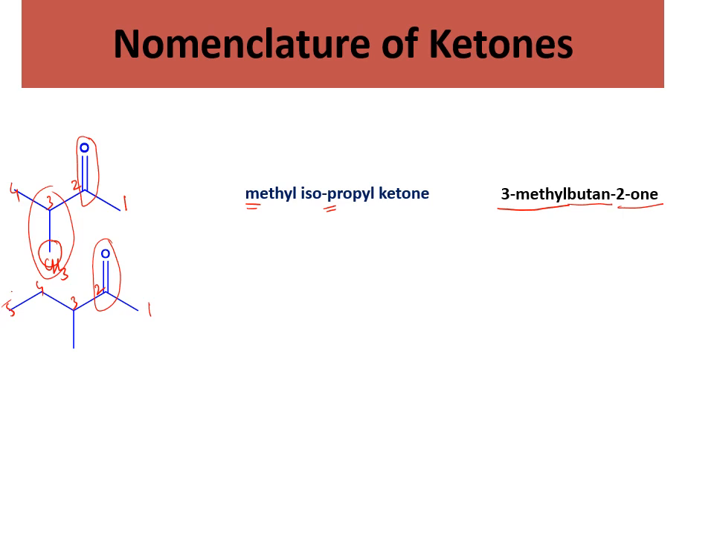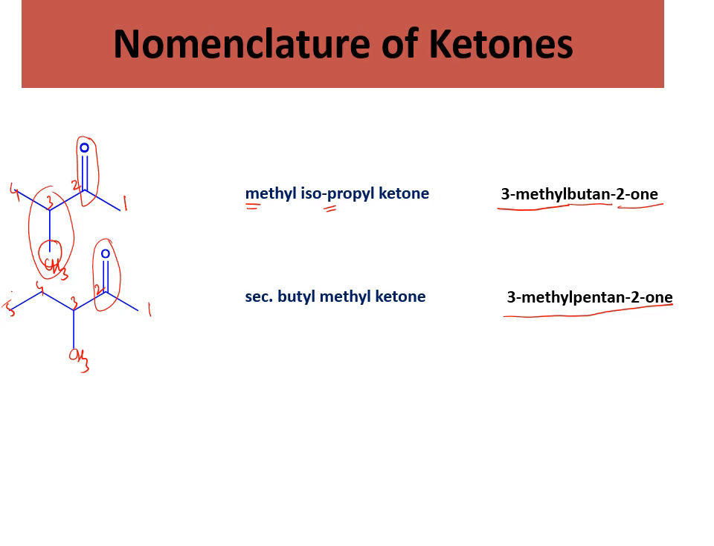So this should be pentane 2-one, right? Pentane 2-one. And the third carbon is bearing what? A methyl group. Third carbon is bearing a methyl group. So that will be mentioned as 3-methyl pentane 2-one. Okay. 3-methyl pentane 2-one. And the common name will be, well, what about the common name?